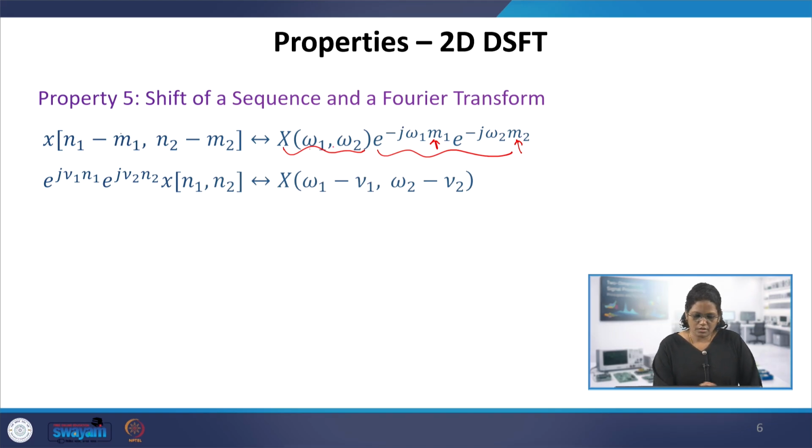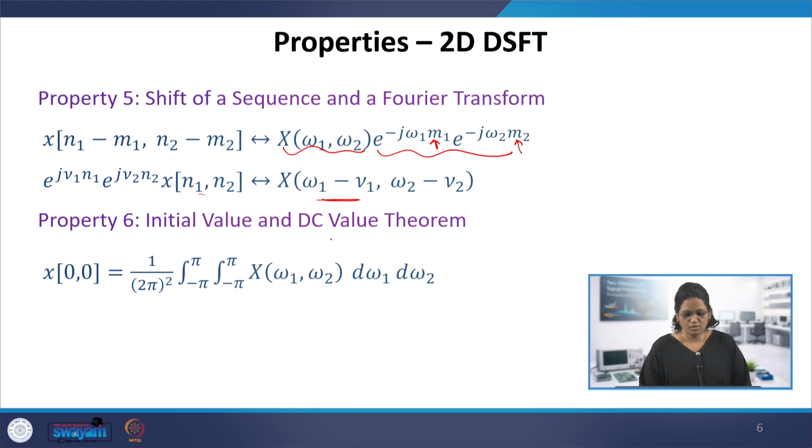And this is time domain shifting the sequence, and if that is the frequency domain shifting, so X of omega 1 minus v1, omega 2 minus v2. So this frequency is shifted. So here in that case this would come in the sequence x(n1, n2), where it is multiplied with e^(j v1 n1), e^(j v2 n2). Okay, so you can see the difference in the time domain shift and the frequency domain shift.